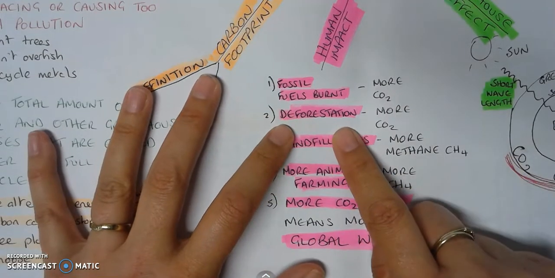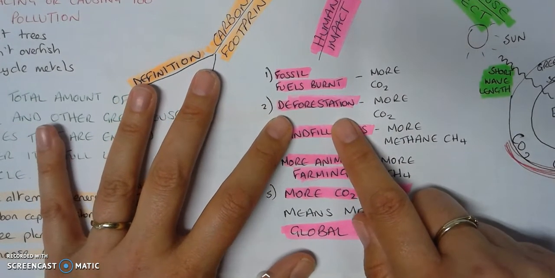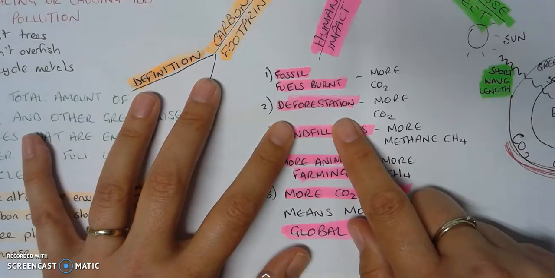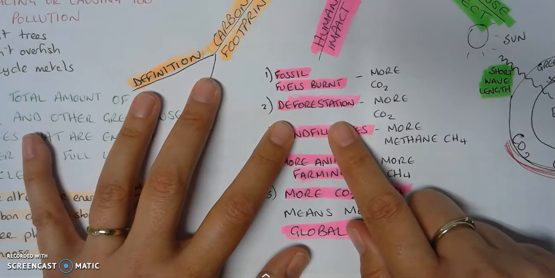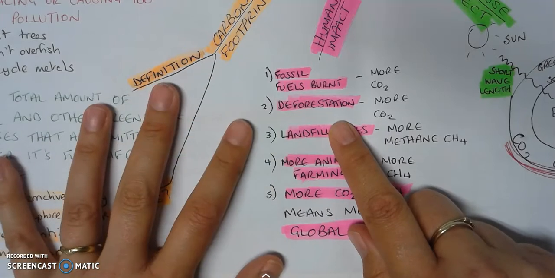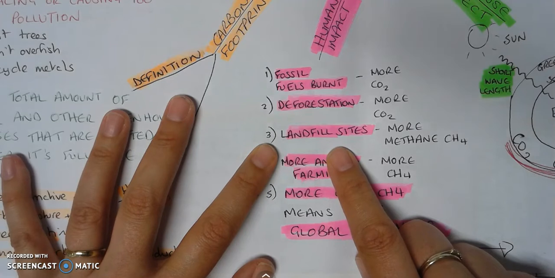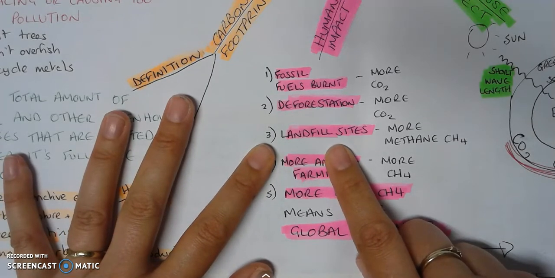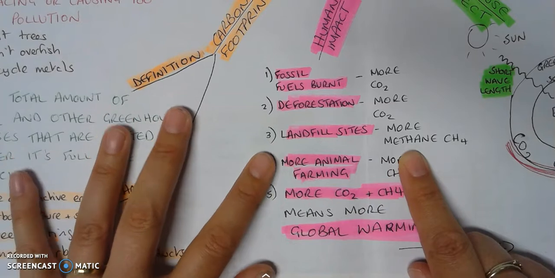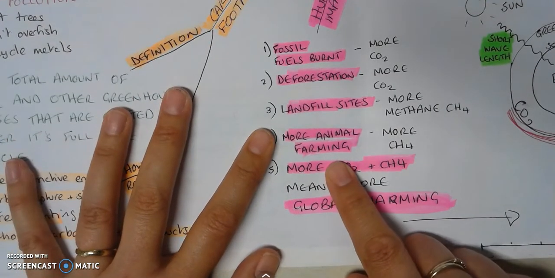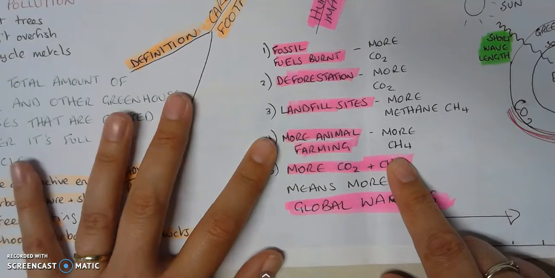Deforestation. Every time we cut down a forest, we are releasing that carbon dioxide back into the atmosphere because the trees and the plants had actually stored that carbon dioxide away. Landfill sites. When rubbish is rotting down, it produces methane. And that's a huge problem because it means we're contributing more methane to the greenhouse effect. More animal farming, because we've got more people to feed, means more methane.